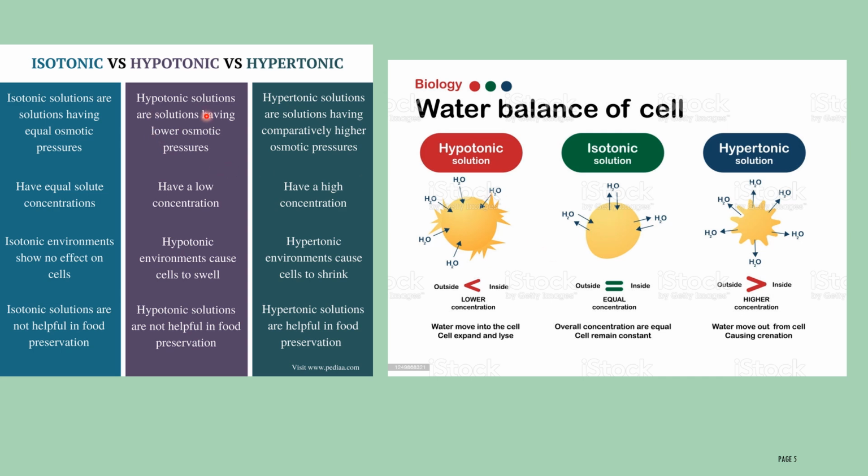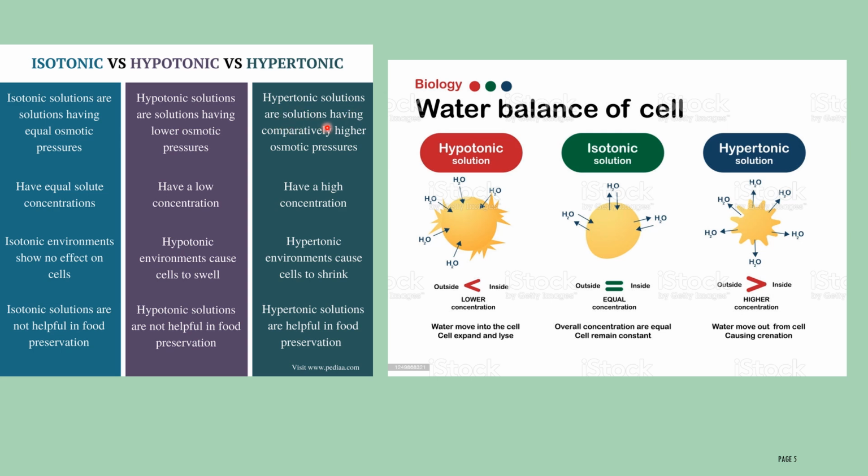Next one, hypotonic solutions are solutions having lower osmotic pressure. In the case of a hypotonic solution, inside the cell the solute concentration will be less compared to outside. Then you can observe the movement of water from outside the cell to inside. Therefore, outside the osmotic pressure will be more compared to inside. Therefore, a hypotonic solution will possess lower osmotic pressure.